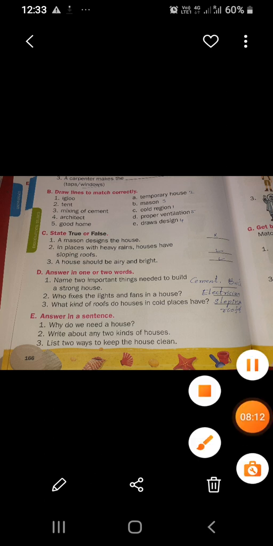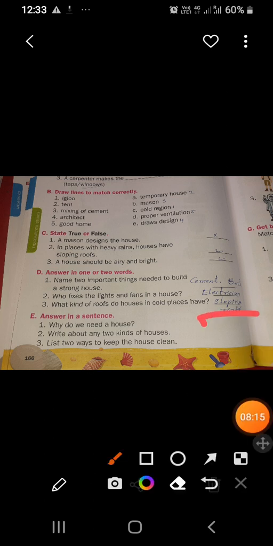Next, dear students, question number 3 is, what kind of roofs do houses in cold places have? Just now I have explained you in the true false. In places with heavy rains, houses have sloping roofs. Here also the answer is sloping roofs. Understand? What kind of roofs do houses in cold places have? Sloping roofs. Understand?